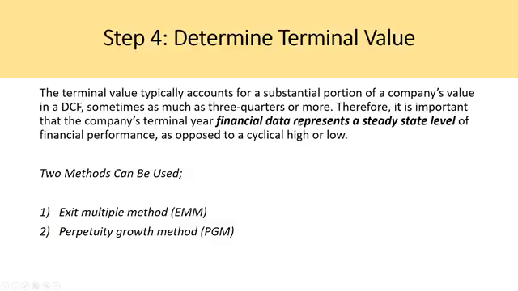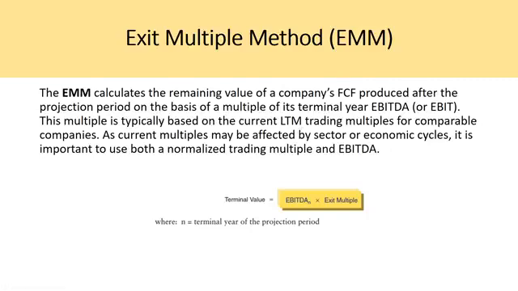So you need to make sure that this final year is very, very accurate with regards to the steady state of the business. So the first method to calculate the terminal value is the exit multiple method, the EMM. The EMM calculates the remaining value of a company's free cash flow produced after the projection period on the basis of a multiple of its terminal year EBITDA, or EBIT, and sometimes even sales for technology companies.